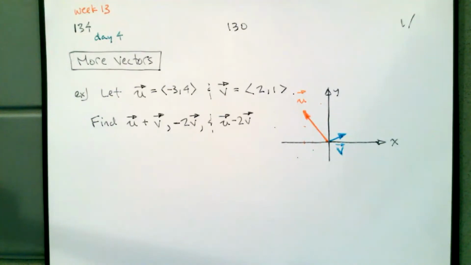Today, we want to continue our discussion of vectors. And we're going to start with these two vectors. U is -3, 4, and V is 2, 1. So I've drawn a picture of the vectors U and V.